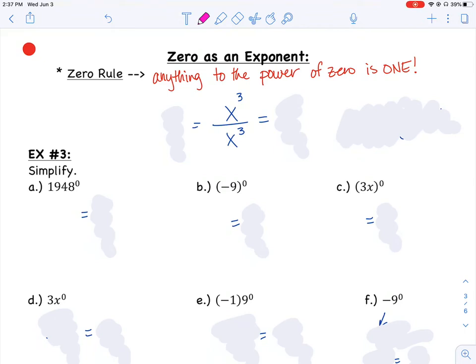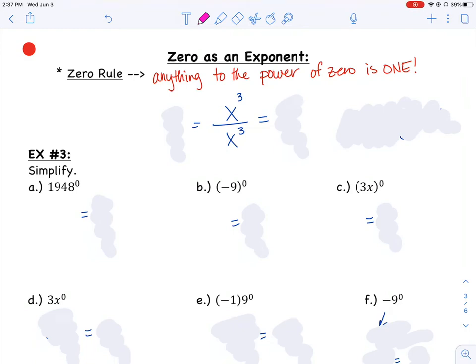Let's talk now about what happens if my exponent happens to be 0. Really, anything raised to the 0 power is 1. Huh? That kind of sounds weird, right? You would think that would maybe be 0. Let me show you an example of why it's actually 1 instead.